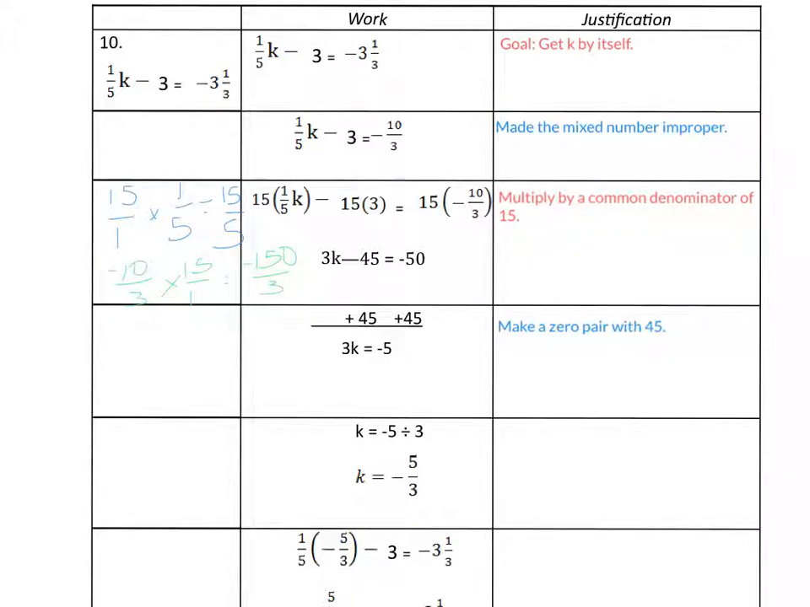And that's where we get 3k equals negative 5, taking us into the last step of k equals negative 5 over 3. So we do the inverse of multiplication, which is division, to get our answer. Remember that 3k is multiplication, and to get the answer we have to do the inverse, which is division.